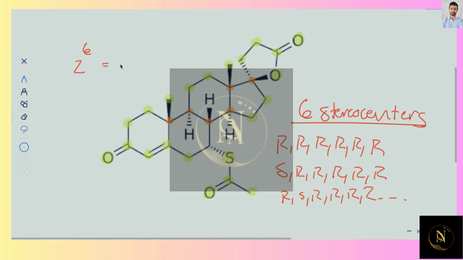So 2 to the 6th is 2, 4, 8, that's the 3rd, 16, that's the 4th, 32, 64.